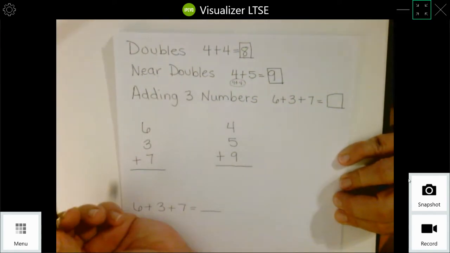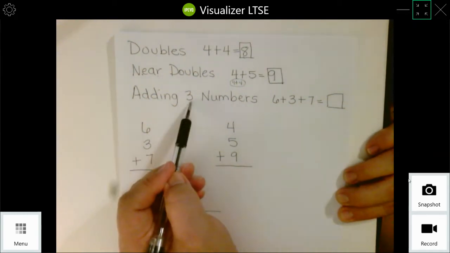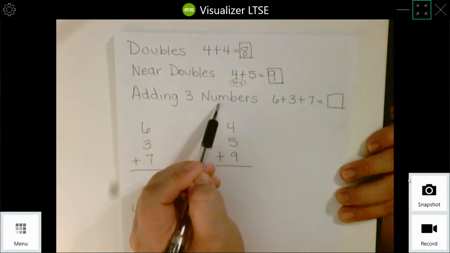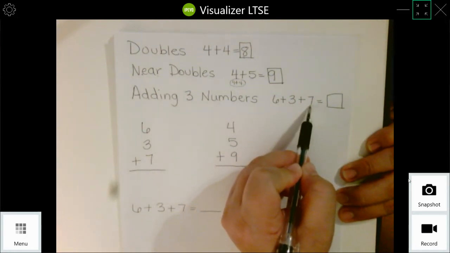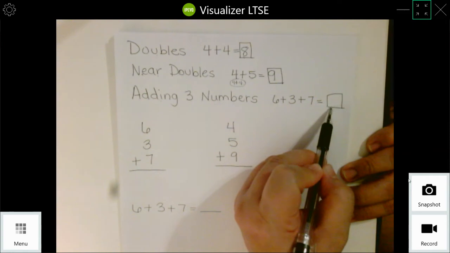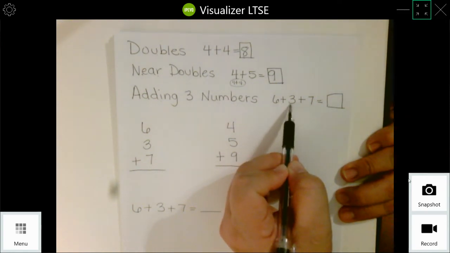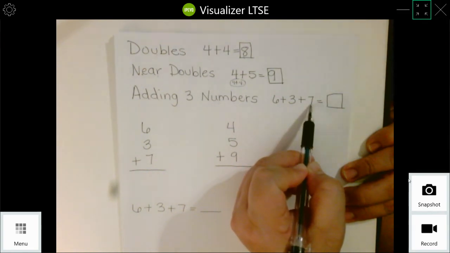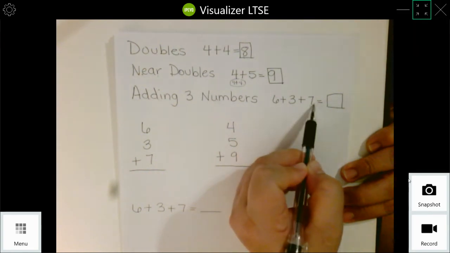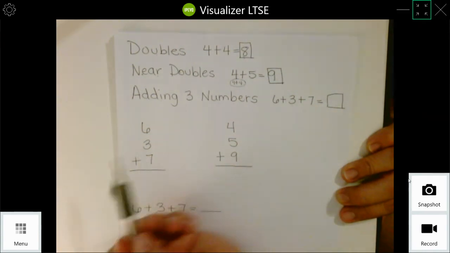We talked about that. We also on Friday introduced adding three numbers. So when we add three numbers, we're looking at three different add-ins, and to find the sum, we can start off by adding the first two numbers, or the second and the third number, or we can also add the first and the last number. Okay, it's up to us wherever we want to start. So let's look at that.